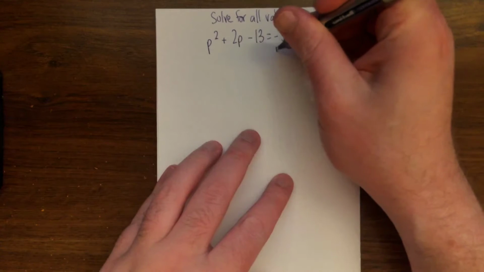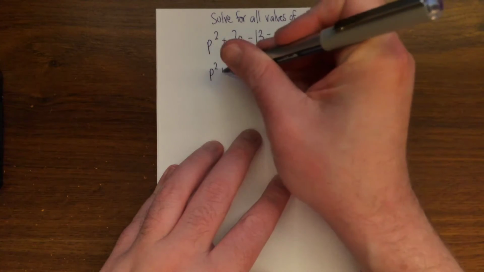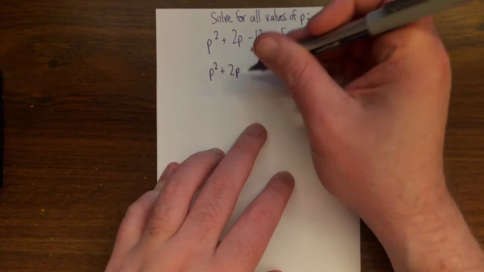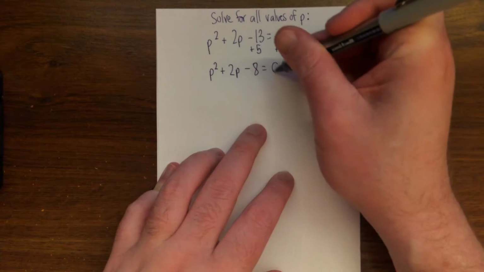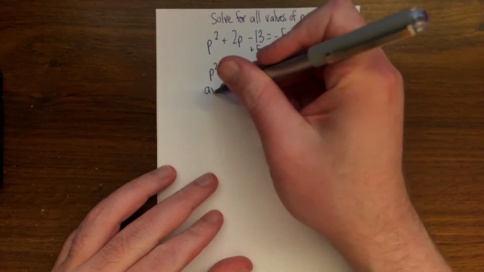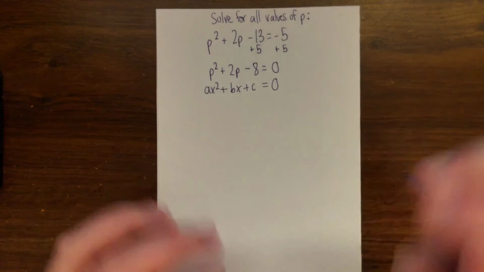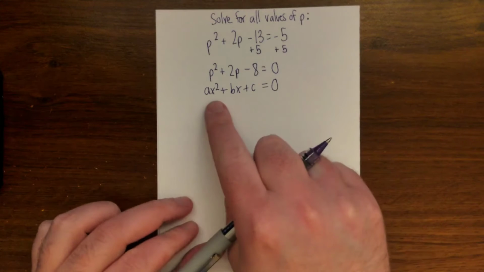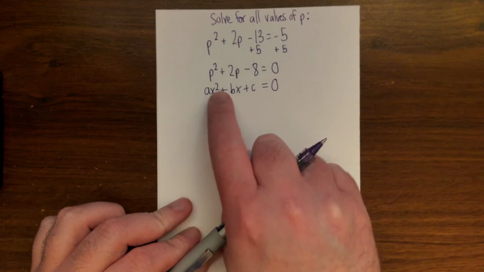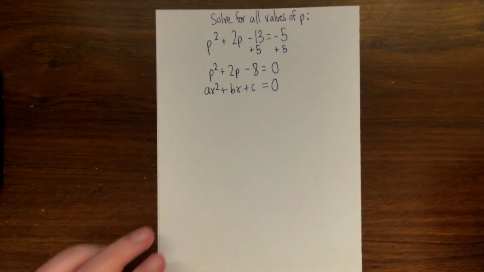To do that, we're going to use inverse operations, and I'm going to do plus 5 to both sides. That'll be p squared plus 2p, -13 plus 5 is -8, and now it's equal to 0. Remember, standard form looks like this. It's equal to 0, and the exponents are sorted from high to low. So we have an exponent of 2, we have an exponent of 1, and we have no exponent.